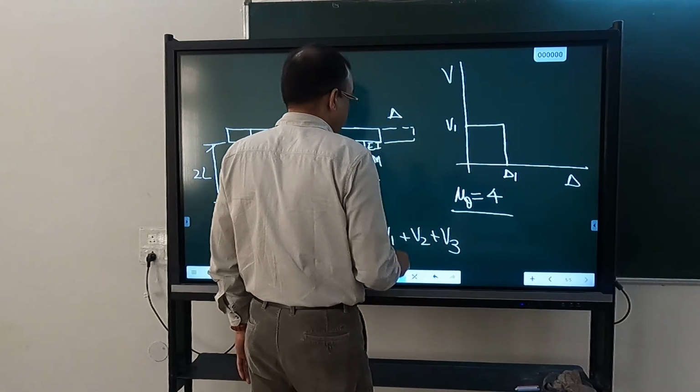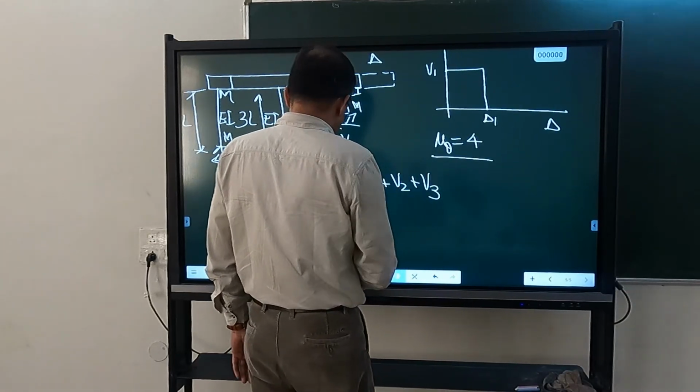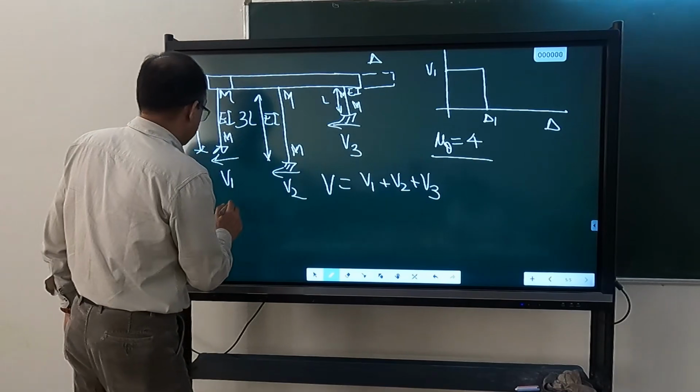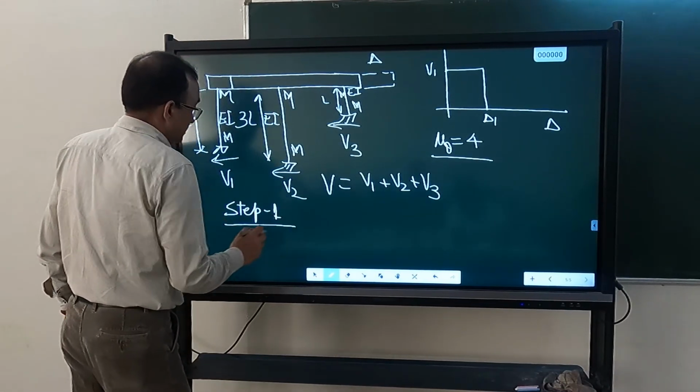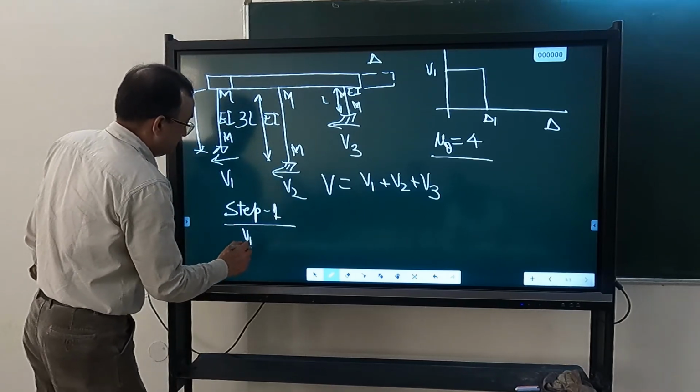So what you get? V1 and delta 1 at first step by equating maximum DCR equal to 1.